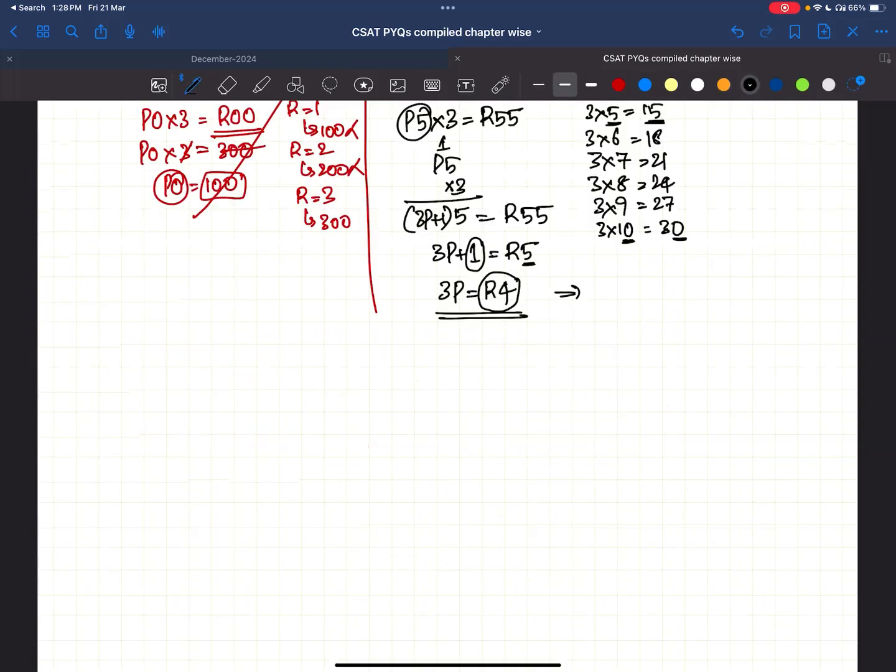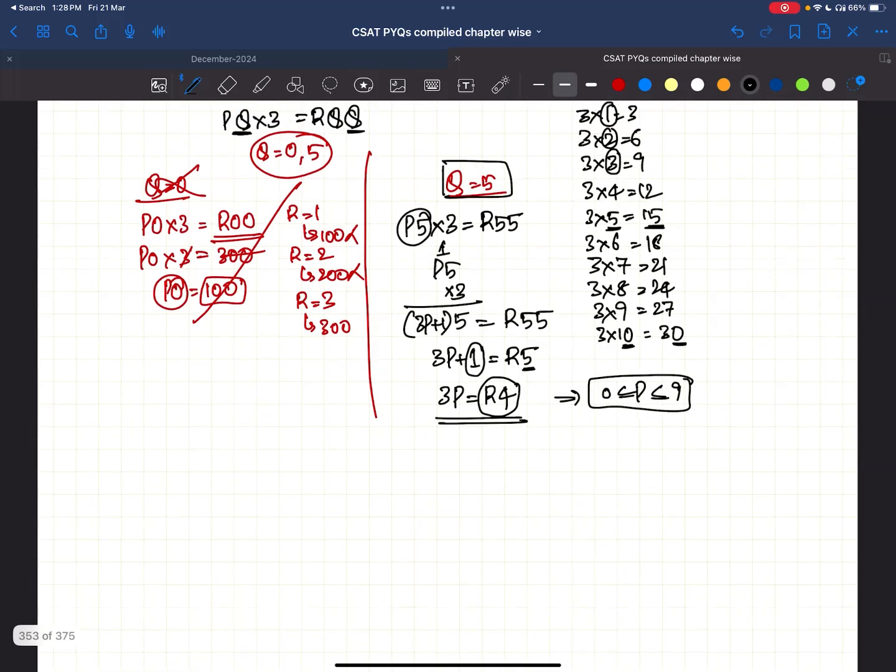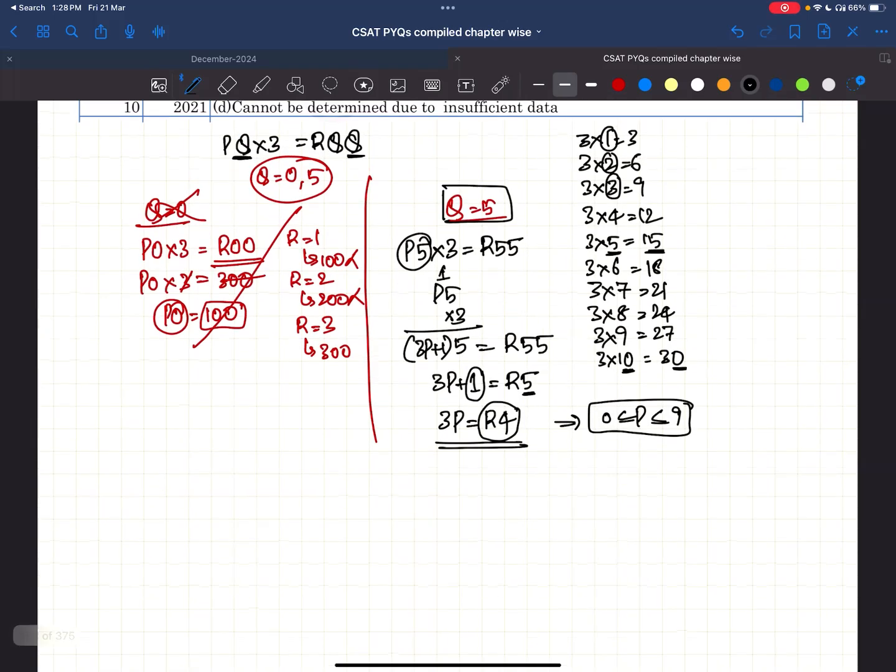Okay. What are all the possible values of P? P is less than or equal to 9, right? It is a single digit number. Now, in the third table, where we are getting 4 as units place, we are getting it only in this case, right? That means R4 value is equal to 24. That means R is equal to 2. Right? If R is equal to 2, what will be the P value? 3 times 8 is 24, right? That means P is equal to 8.